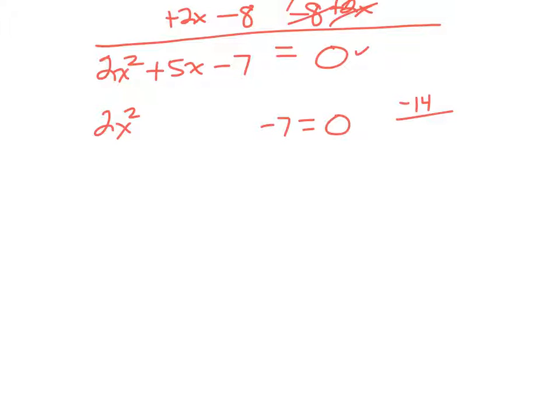Factor pairs for negative 14 would be like 1 and negative 14, or negative 1 and 14, neither of which add up to 5. But 2 goes into 14 7 times. 2 and negative 7 are negative 2 and 7. And negative 2 and 7 do add up to 5. That's what I need. We go negative 2x plus 7x.